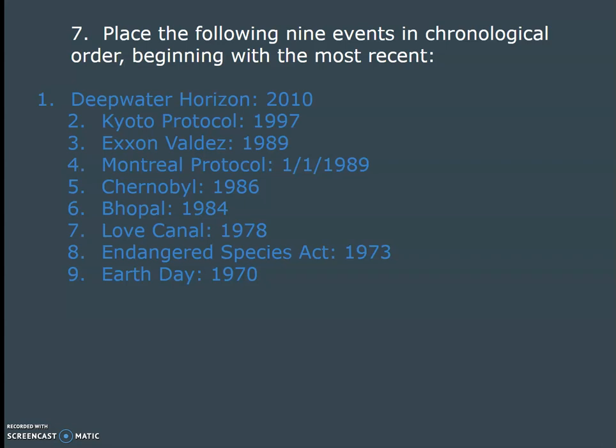The Exxon Valdez, 1989. The Montreal Protocol was right in the beginning of 1989. Chernobyl happened in 1986. Bhopal disaster was in 1984. Love Canal was in 1978. The Endangered Species Act came into effect in 1973. And the first Earth Day was in 1970.